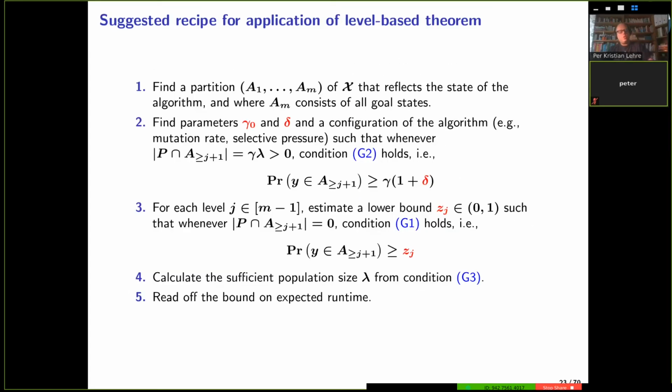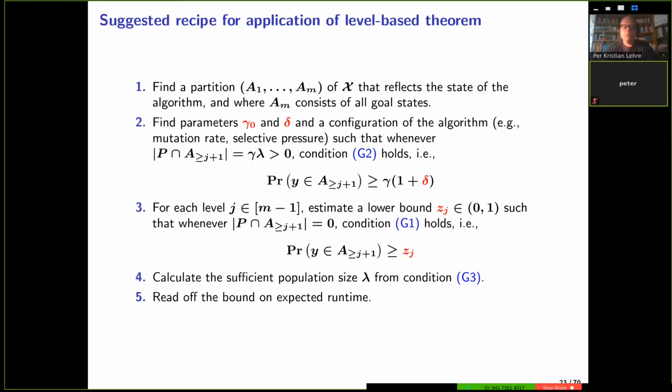Okay, so let's say you have a population-based algorithm that fits within this generic mathematical description I mentioned before. How can you use this theorem to produce some bounds on the runtime of the algorithm? These are the steps that we recommend that you follow. The first thing you need to do is to define a partition of the search space where the levels to some degree reflect the state of the algorithm, and the last level should consist of the goal state or the target state.